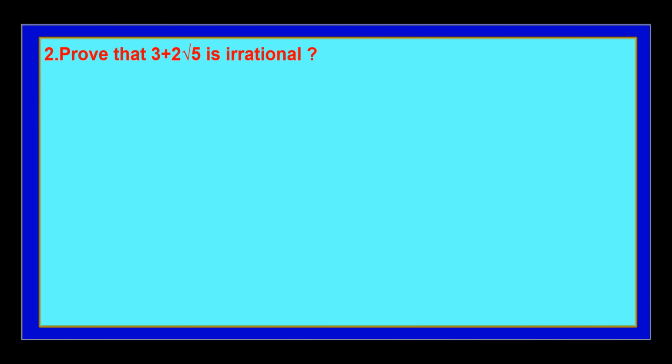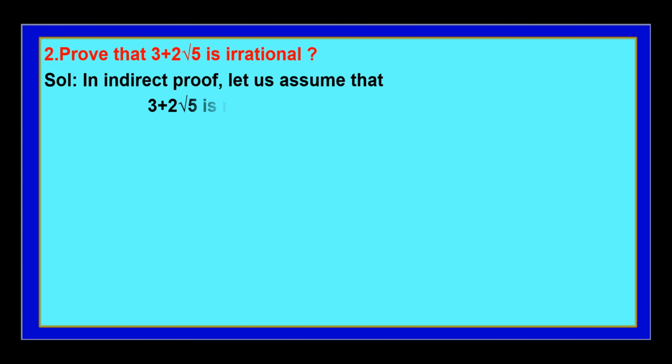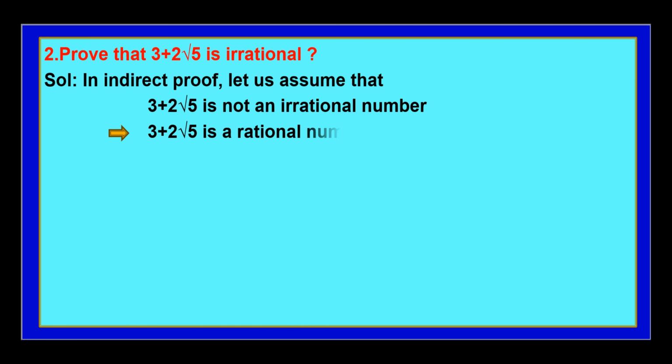Now look at question number 2. You see this. Prove that 3 plus 2 root 5 is an irrational number. I shall repeat. Prove that 3 plus 2 root 5 is an irrational number. In indirect proof, let us assume that 3 plus 2 root 5 is not an irrational number. Since it is not an irrational number, it should be a rational number. That is, 3 plus 2 root 5 is a rational number.